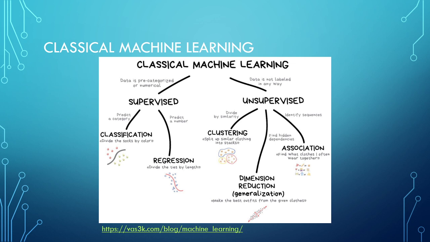Here's a nice little chart, again from that same blog. It shows classical machine learning, so that's supervised and unsupervised. There are some other ones as well, like reinforcement learning and semi-supervised learning. We're going to skip those and focus on these ones.